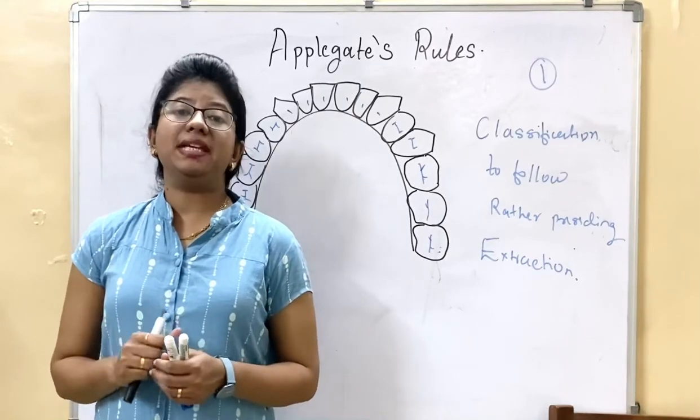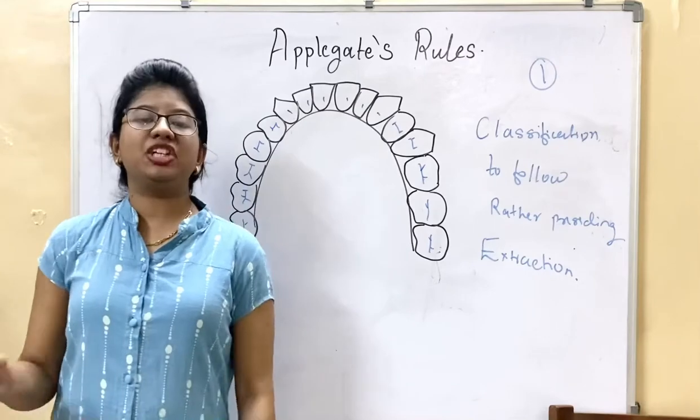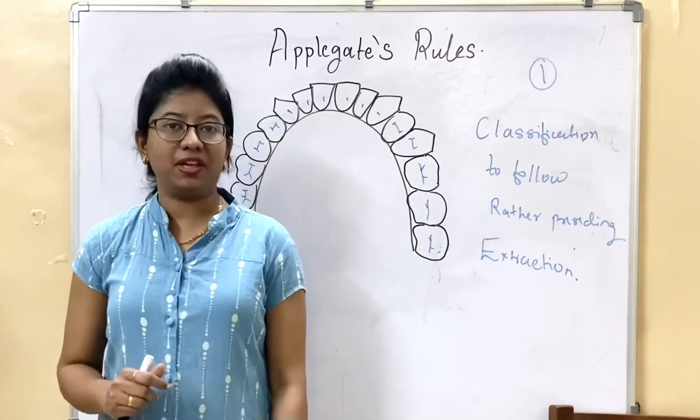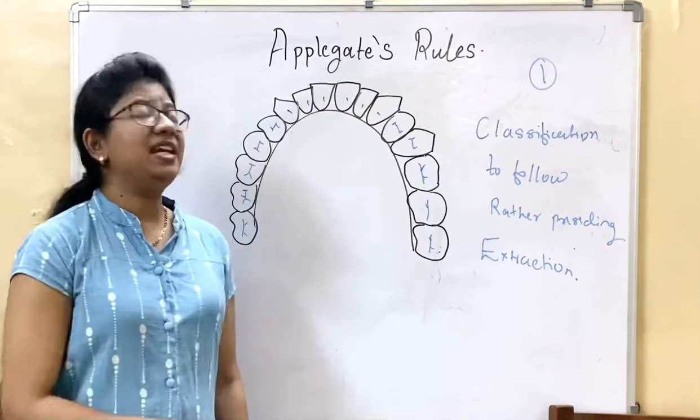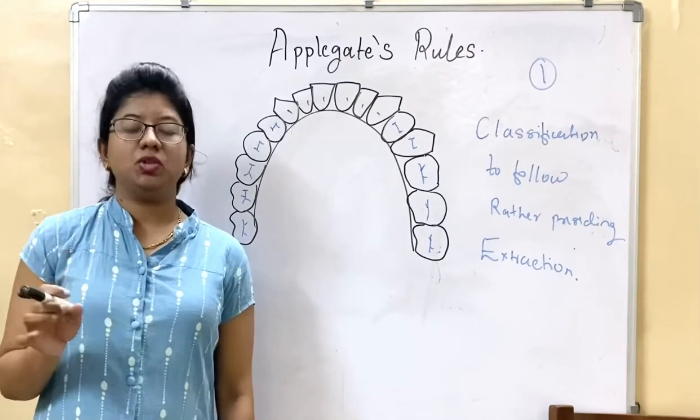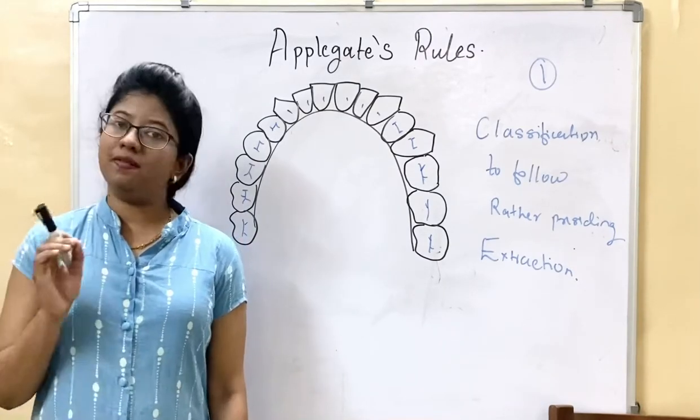Today our topic is Applegate's rule. In the previous lecture we have learned about Kennedy's classification. Now we will see about Applegate's rule. So Applegate has given 8 rules. We will see all the 8 rules one by one.